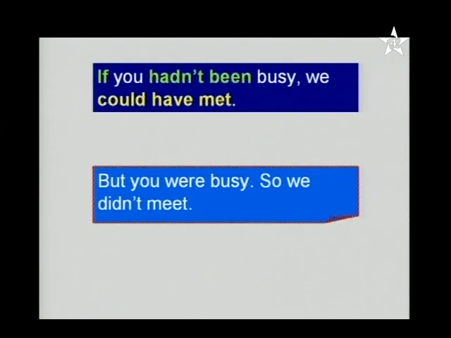Now, another sentence, another example: if you hadn't been busy, we could have met. We can interpret the sentence as such: but you were busy, so we didn't meet, which means that this didn't take place and there is no possibility for it to take place unless you go back to the past and change things, which is impossible.